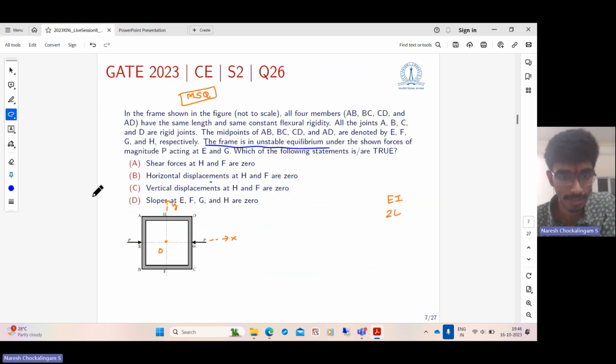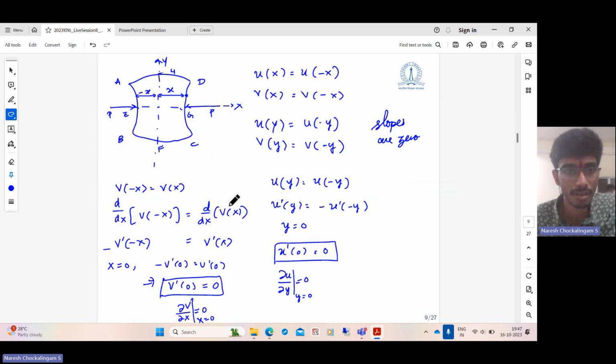Do we have an option? Yes. So the slopes at the points E, F, G, and H are 0. The next thing to look at is whether the vertical displacements at H and F are 0. Is that true? No, that doesn't have to be true.